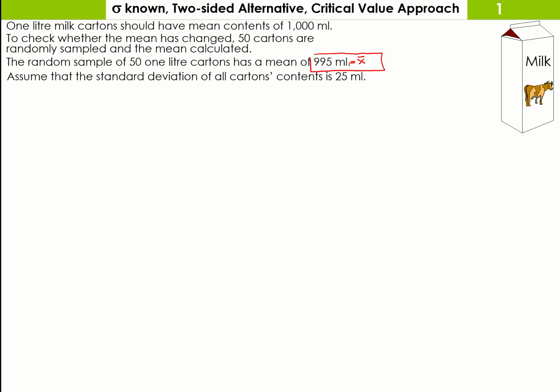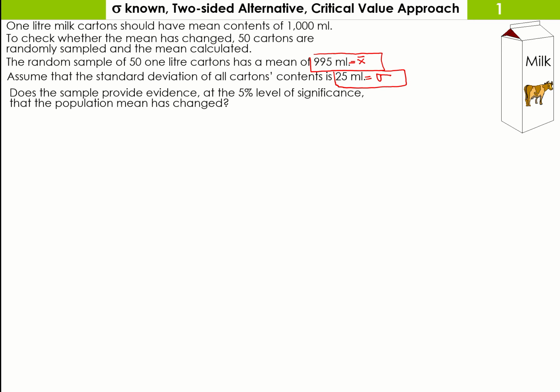We assume that the standard deviation of all cartons content is 25 milliliters. Because it is the standard deviation of all cartons, it is the standard deviation of the population, and we denote it by sigma. Now we are going to check whether the sample provides enough evidence at 5% level of significance that the population mean has changed or not.